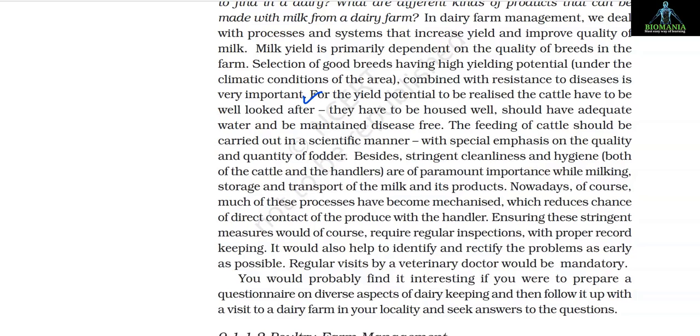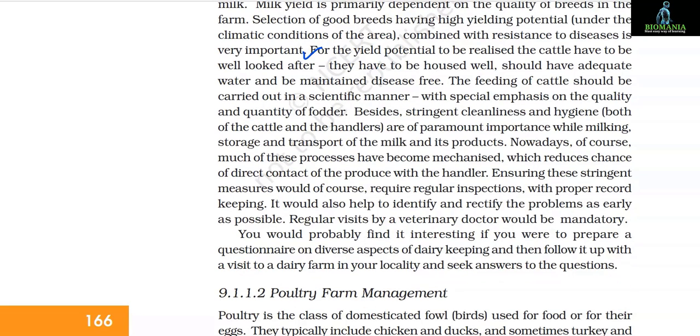For the yield potential to be released, the cattle have to be well looked after. They have to be housed well, should have adequate water and be maintained disease-free. The feeding of cattle should be carried out in a scientific manner, with a special emphasis on the quality and quantity of fodder. Besides, stringent cleanliness and hygiene are of paramount importance while milking, storage, and transport of the milk and its product. Nowadays, of course, much of these processes have become mechanized, which reduces the chance of direct contact of the produce with the handler.